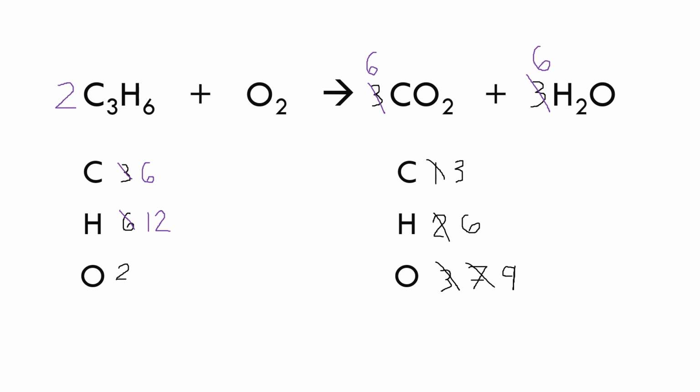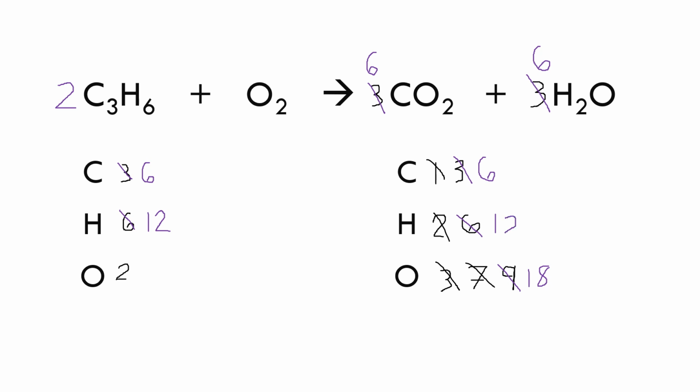Now I'm going to redo my counts. I have 6 carbons, I also have, let's count our oxygens. I have 12 from right here, and I have 6 more from right here. 12 plus 6, that's going to give us 18. You might be noticing our previous counts are just doubled because we're doubling our coefficients. And then right here, instead of 6, we have 12.